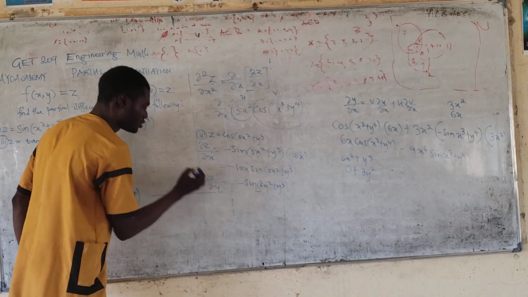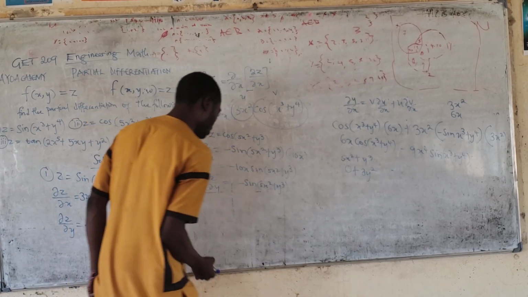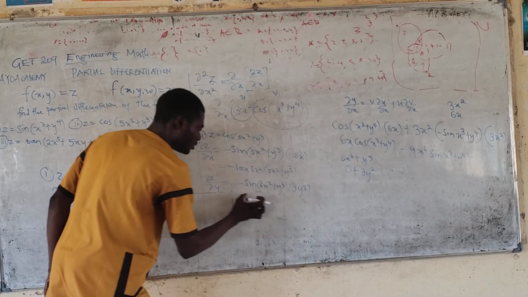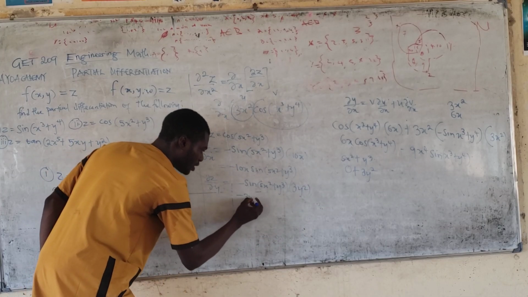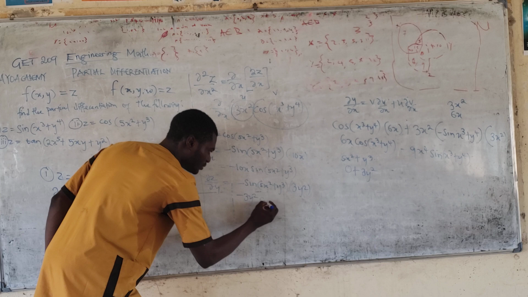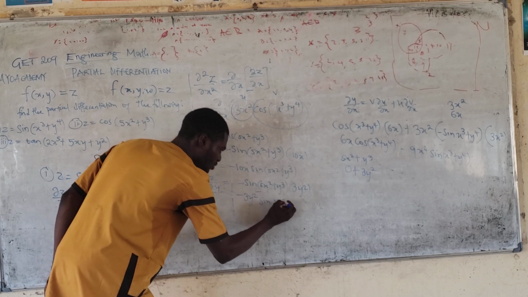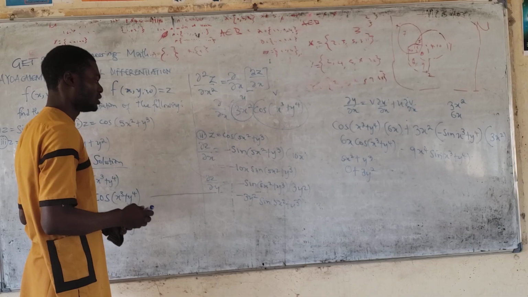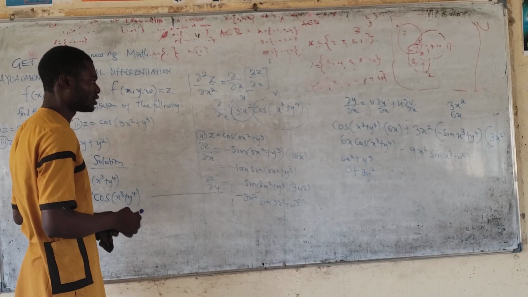Sorry, dy. Okay. So now this one will become 3y squared. This one multiplied with this one, we have 3y squared sine of 5x squared plus y raised to power 3. Is it taking? Is it clear? Very good.